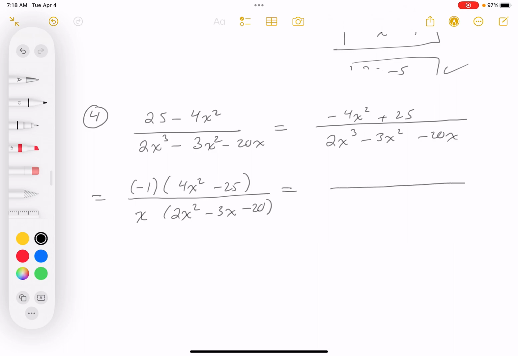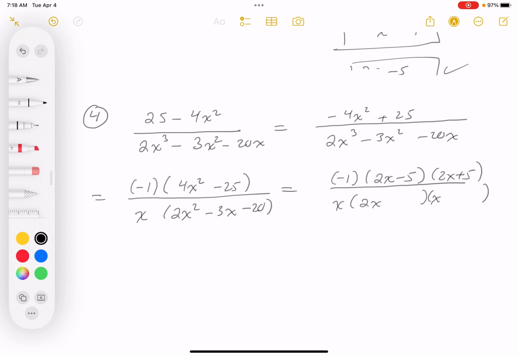I'm going to continue to factor it. What do you get? Minus 1. The top is a difference of perfect squares, so it's 2x minus 5, 2x plus 5. On bottom, you get x. I'm seeing 2x and x now, and I bet they share a factor in common, but let's not assume that until we go through it.